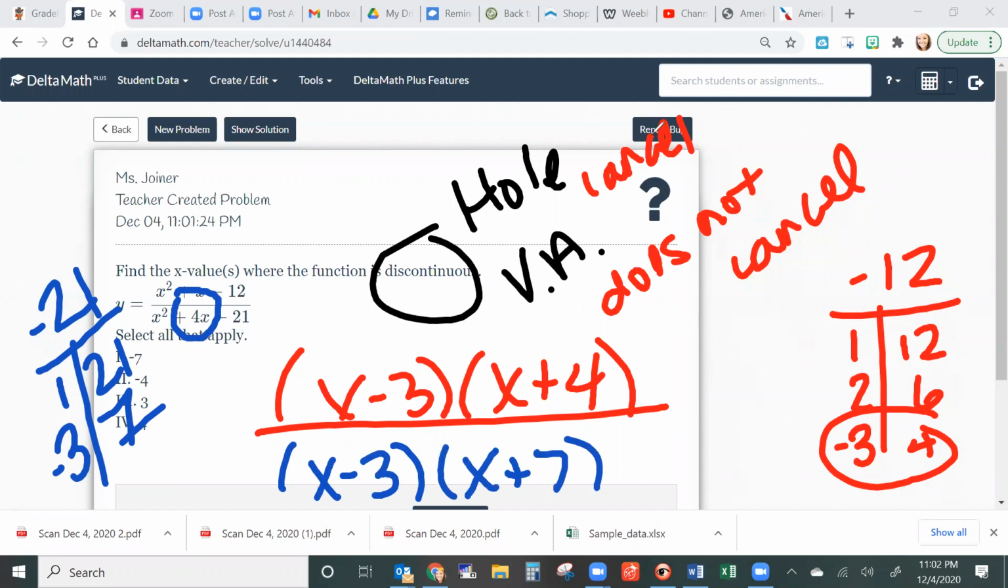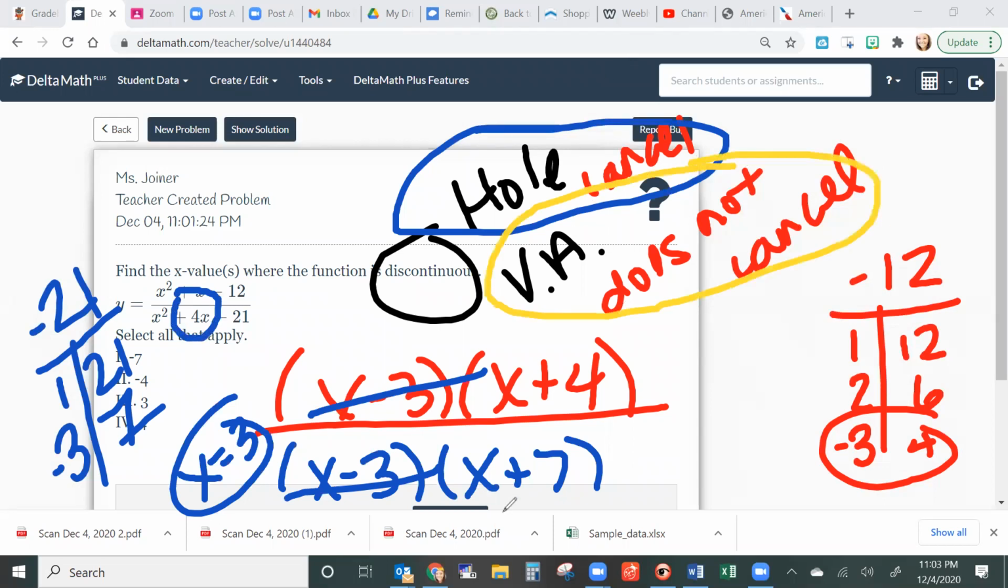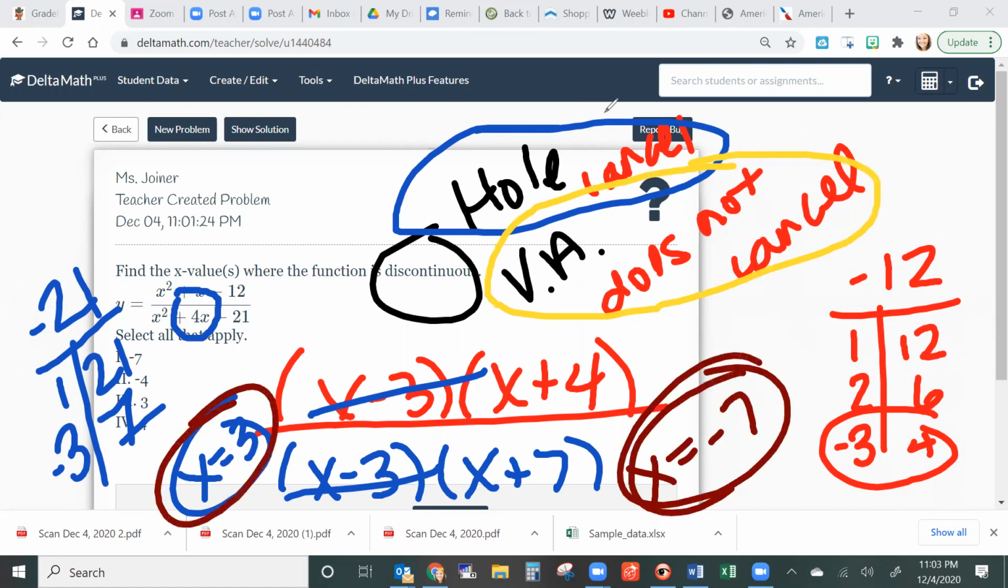Holes are the terms that cancel out. So I see that I'm going to have a hole in the graph at this x minus 3, which means that it's going to be x equals positive 3. And then anything else that's going to give me an x on the bottom of 0. So that means that I'm going to have a vertical asymptote at this x plus 7, which is going to be x equals negative 7. So my answers would be positive 3 and negative 7.